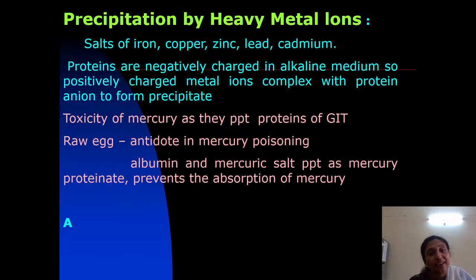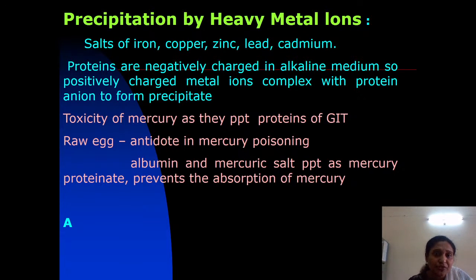Then coming to the next one, precipitation by heavy metal ions. Heavy metal ions, like alkaloidal reagents, act as precipitating agents. Examples are salts of iron, copper, zinc, lead, and cadmium. When you add all these salts into the protein solution, that causes precipitation.